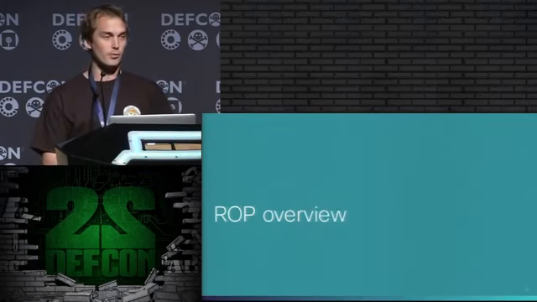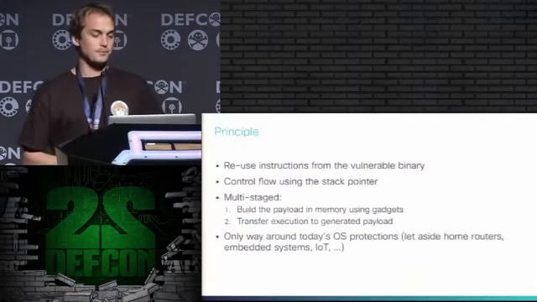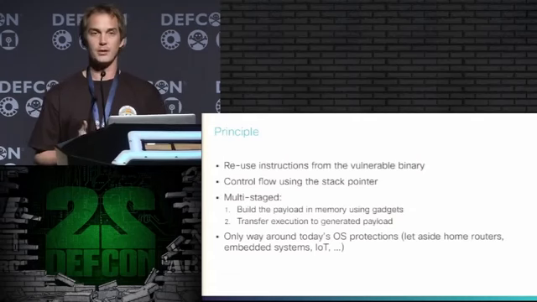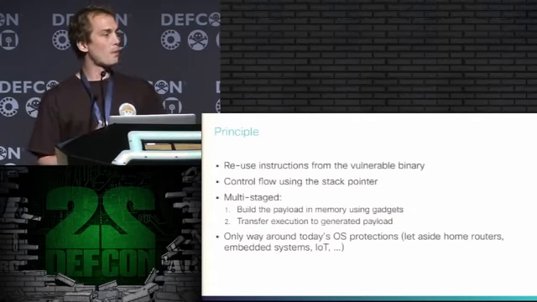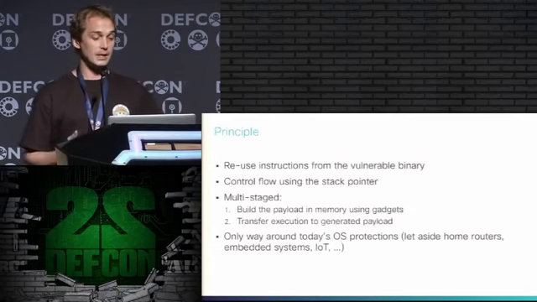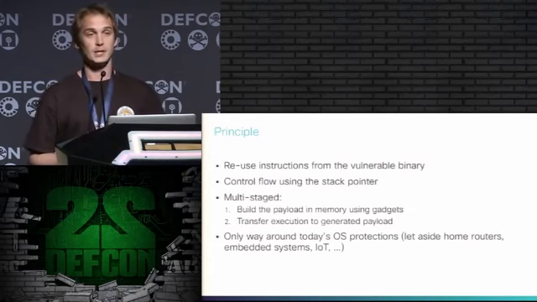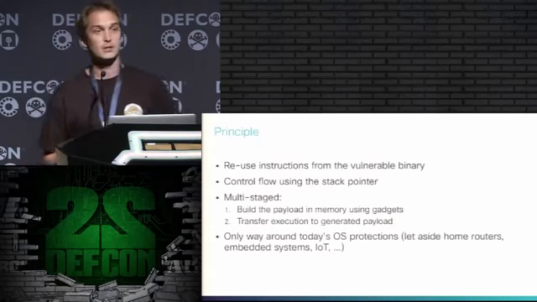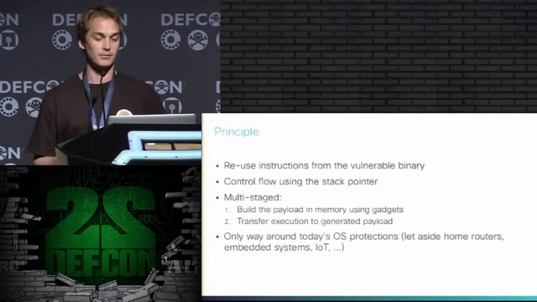So coming back to my ROP overview, we know that we want to reuse instructions from the target binary in order to bypass ASLR and XOR W. So why we use ROP is just that we don't have a choice. The memory protections have got much better, we can't do without it, and so we use it. The level of complexity is much higher, so if we could avoid it, it would be nice, but we can't.